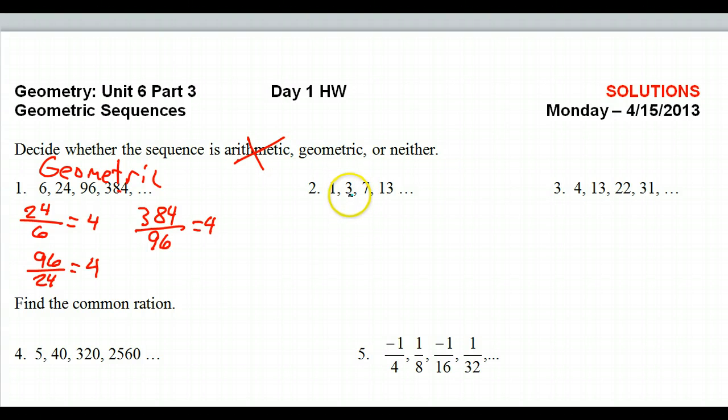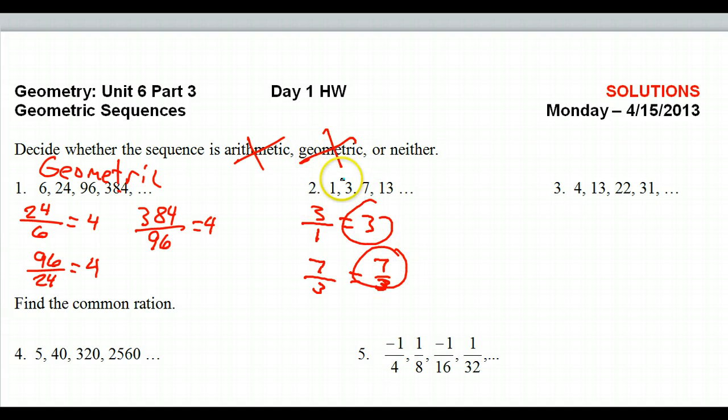Well, again, to check, we test each term divided by the previous term. So 3 divided by 1, obviously that's 3. But then if I do 7 over 3, that's 7 over 3. That doesn't reduce, but it's definitely not 3. So that means it's not geometric either. So this one is neither.